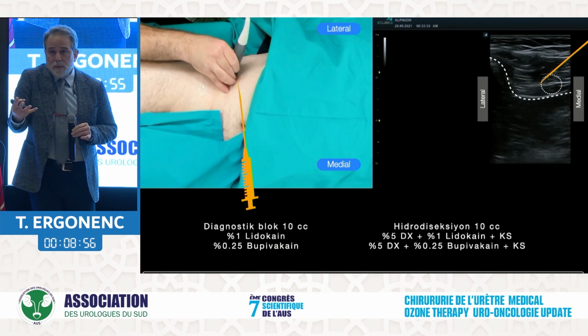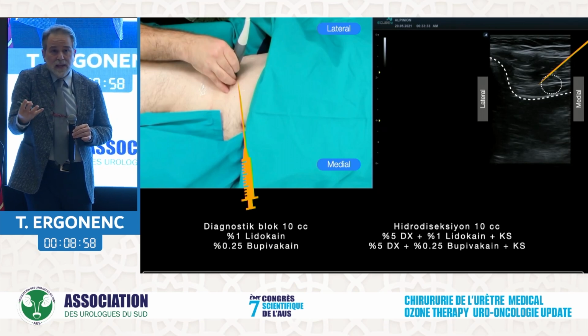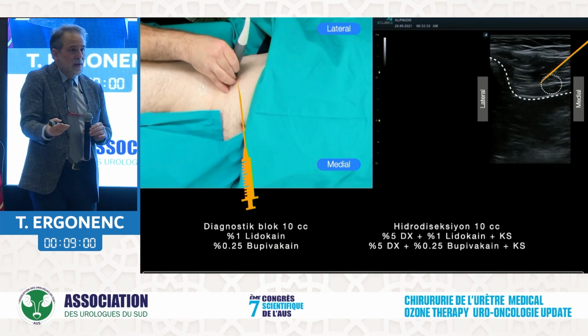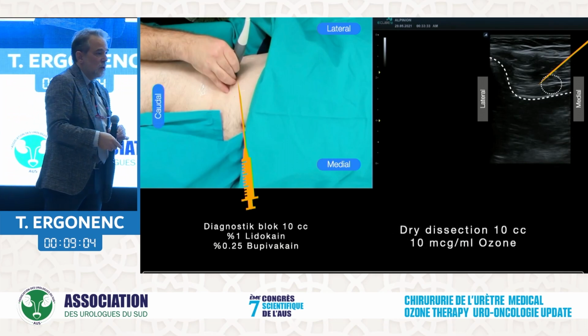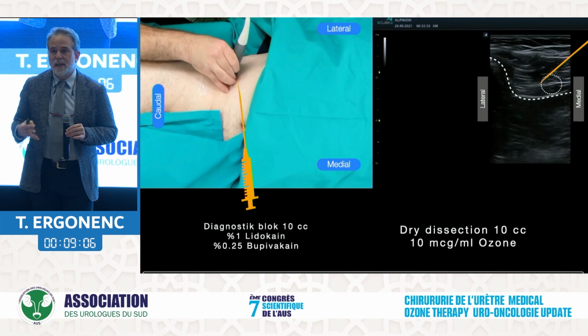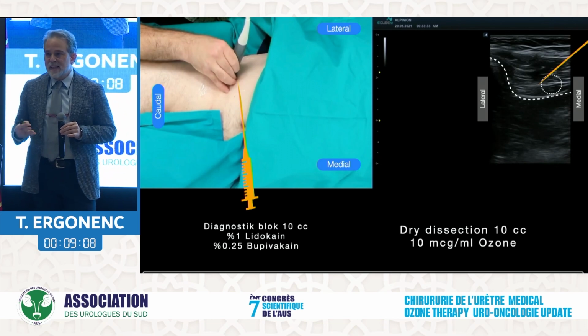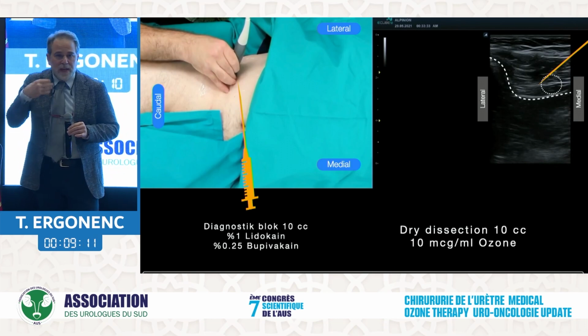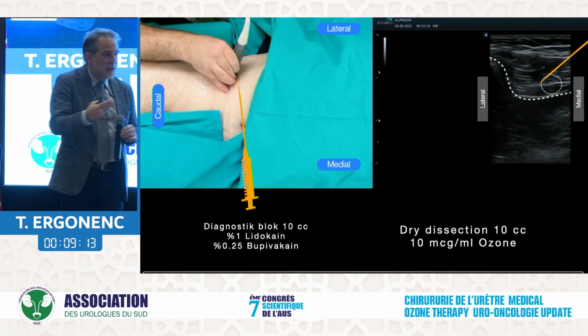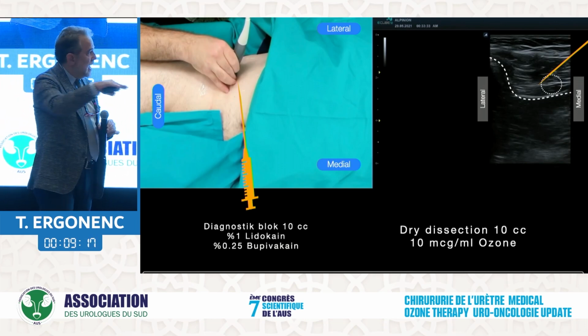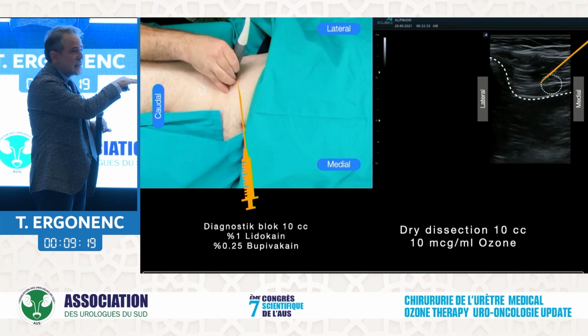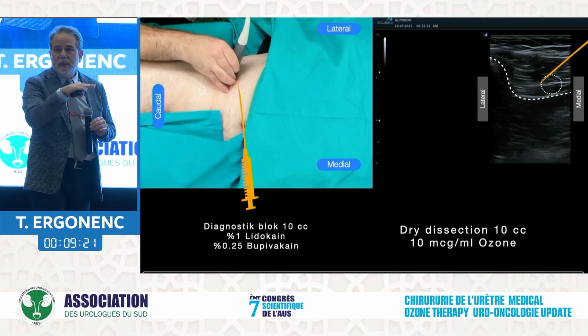But what I'm going to talk about today is not hydrodissection. I use dry dissection. What does dry dissection mean? As you know, ozone is a gas. That's why I call that dry dissection. Just put your needle into the fascial plane and dissect this plane with ozone.